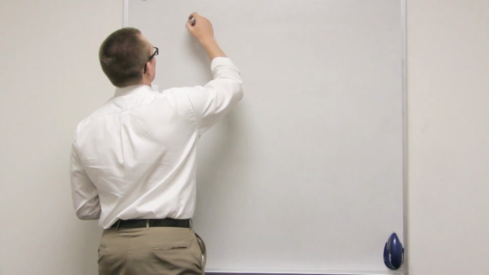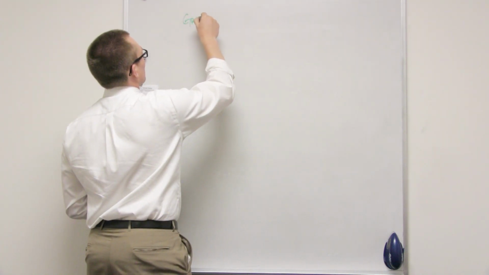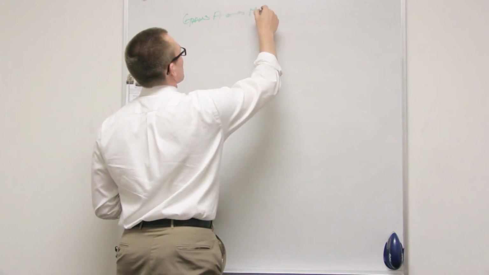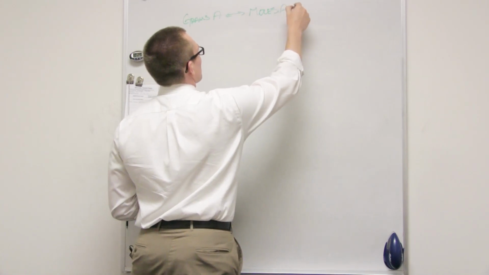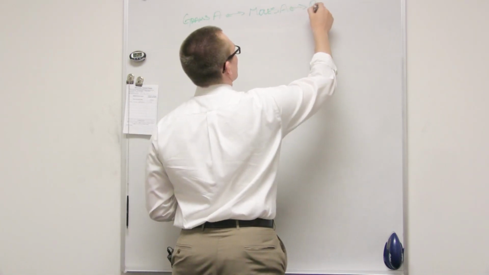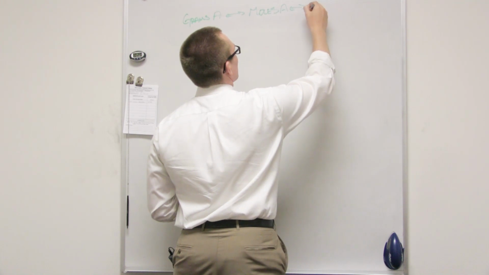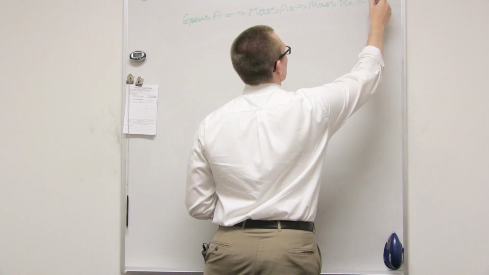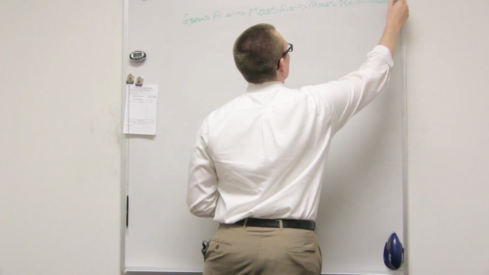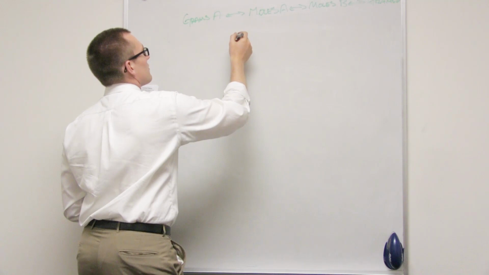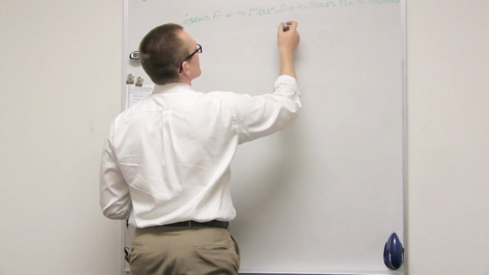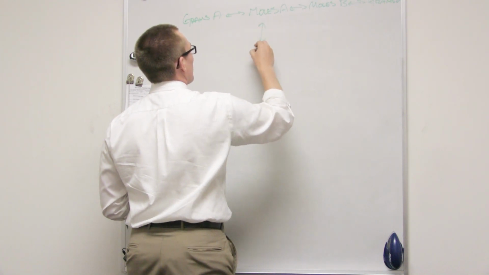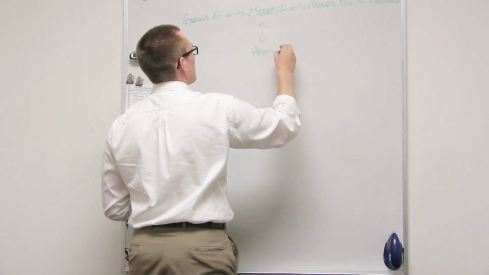So if we have grams of A, and then we want to get to moles of A, then we get to moles of B, and then we get to grams of B. Grams of B, cool. And then from the moles, we can go down to parts, right?